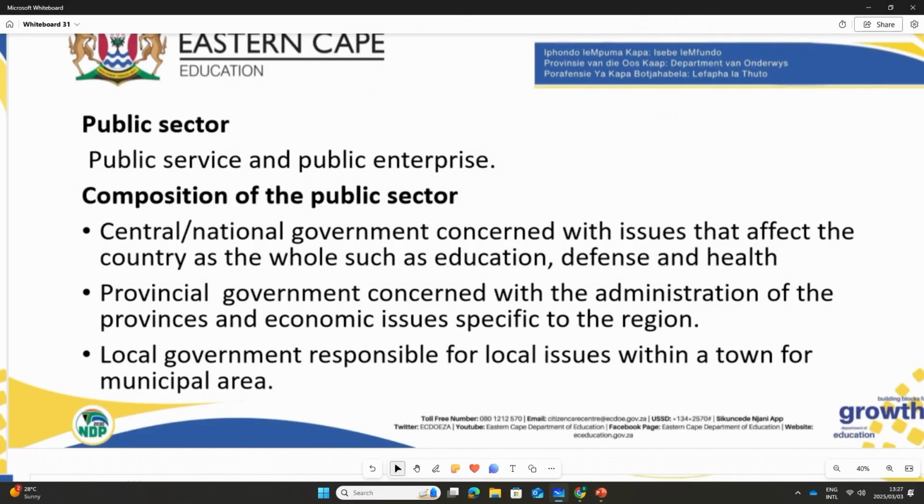Public sector is made up of the economy, including public services and public enterprises. What are the public enterprises? They are the state-owned businesses where government has full ownership. I can give you an example of SABC. That is an example of a state-owned enterprise. Then let's look at composition of public sector.